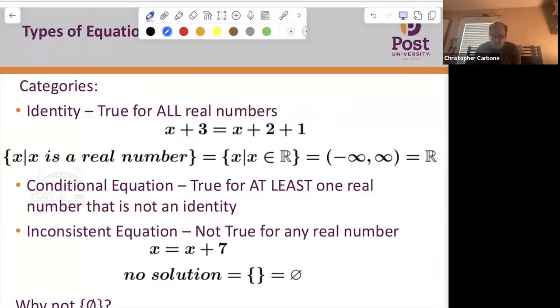So for the types of equations, well, we were just solving a whole bunch of them. We can classify them. An identity is true for all real numbers. So like the one I have here, x plus 3 is equal to x plus 2 plus 1, since the 2 and the 1 on the right-hand side combine to make x plus 3. So that solution is all real numbers, which again is denoted by negative infinity to positive infinity. The one that we just did before was an example of that, which was example number 5.